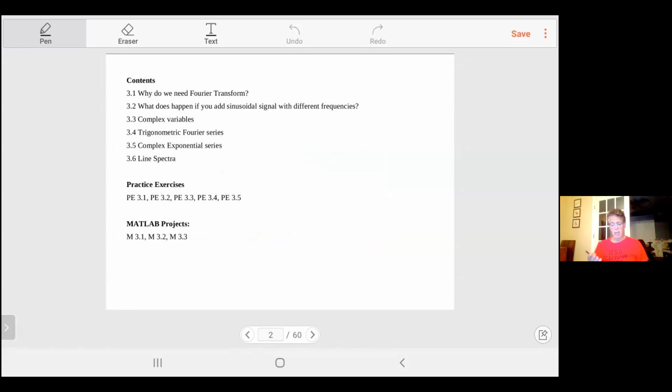We're going to discuss why we need Fourier transform or Fourier series, and we're going to take two forms of Fourier series, one in trigonometric form and one in exponential form, and then in the end we'll have line spectra. Of course, in the middle of the module, we're going to learn how to use Matlab to represent Fourier series. So now I'm sure everybody is asking, what is Fourier series?